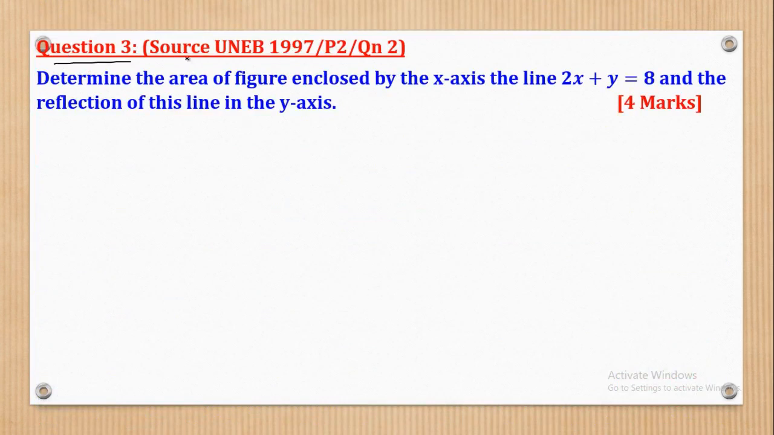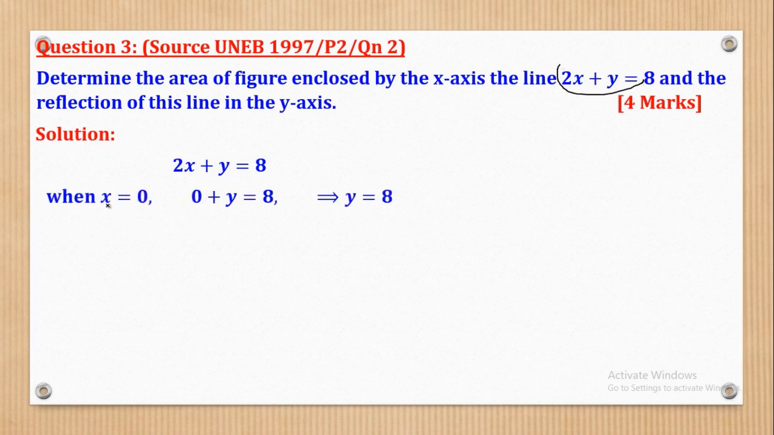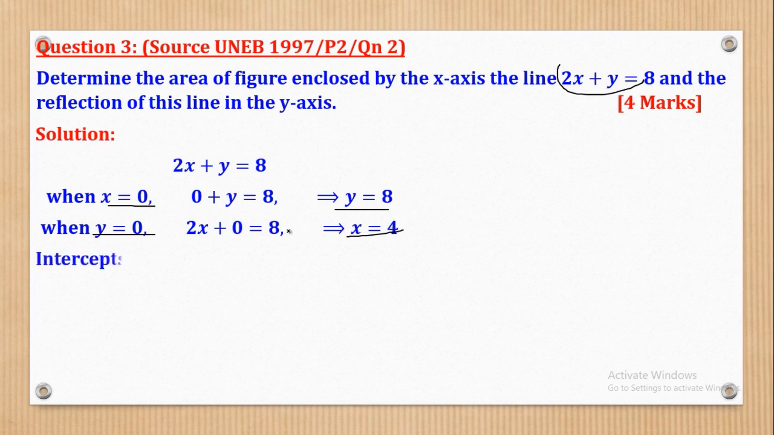So now we shall go to question 3, which came from UNEB 1997, paper 2, question 2, and says, determine the area of the figure enclosed by the x-axis, the line given, and the reflection of this line in the y-axis. So there we shall need the help of our graph paper. For you to draw this line, you need to get some 2 points. So you say that when x is equal to 0, y will be 8. That is 1 point. And when y is 0, x will be 4. Those are 2 points.